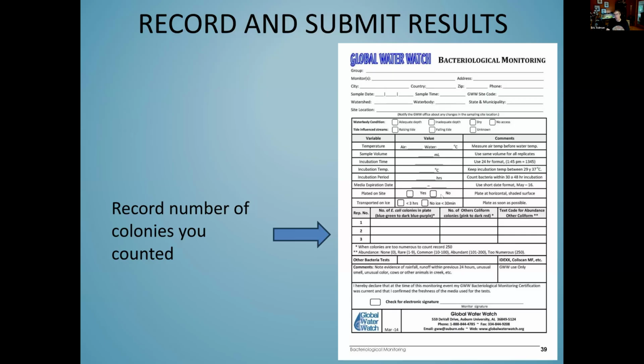So then you'll indicate, did you plate it on site, or no, did you do it somewhere else? And then you're going to enter your bacteria count here. So how many colonies you had. And if you are counting other coliform, you would enter that here on the data sheet. Under comments, you can also record things like high rainfall, unusually turbid conditions, or that it's been a dry period. And then you'll sign your form.